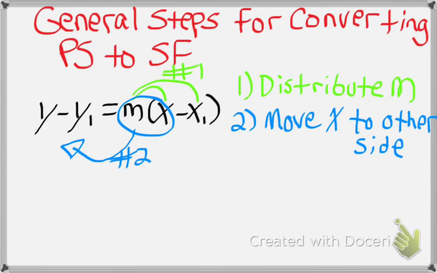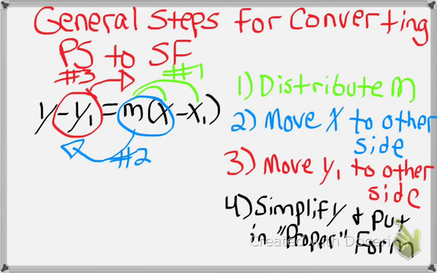Now, step 3, remember y1 was just a regular number. Step 3 is to move y1 over to the other side. In the example we did, I did them at the same time. Then your final step is just to make sure that you simplify everything and then put it in quote-unquote proper form.